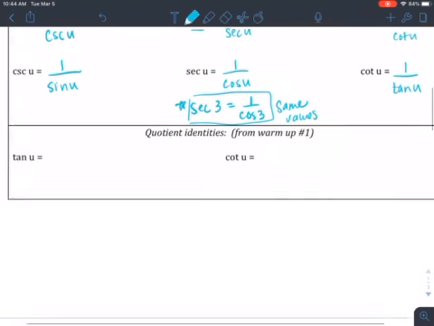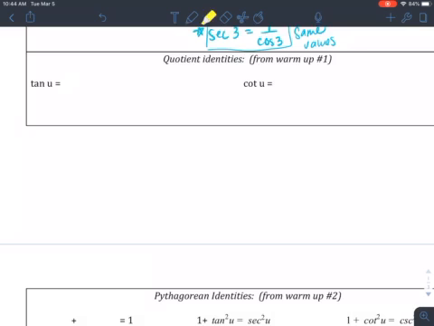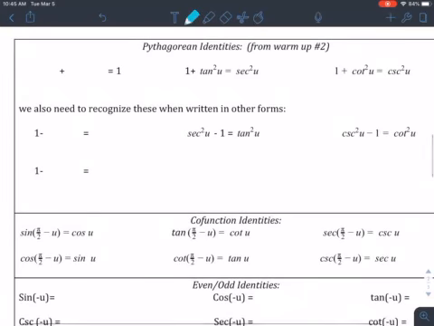Okay. All right, the next relationships are the quotient identities. This is kind of like from example 1. Another way to write tangent is sine u over cosine u. And cotangent, since it's the reciprocal of tangent, we can rewrite as cosine u over sine of u. Okay? Next, Pythagorean identities.